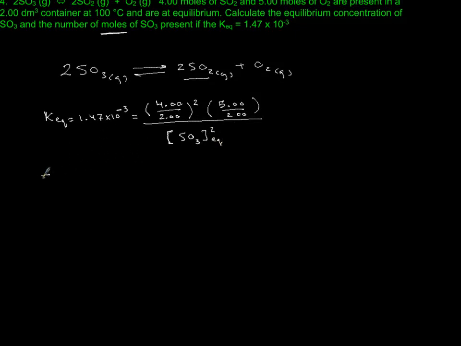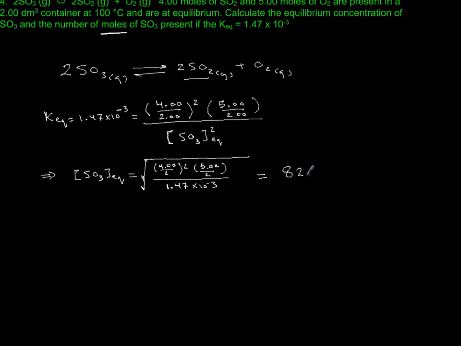So I cross multiply, and I will say concentration of sulfur trioxide at equilibrium is simply the square root of 4 divided by 2 squared times 5 divided by 2, divided by your K equilibrium, under the square root, 1.47 times 10 to minus 3. And when you do this, you will get 82.5 moles per decimeter cube. So that's part of your answer.